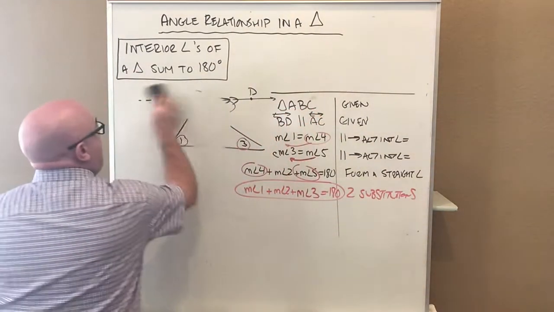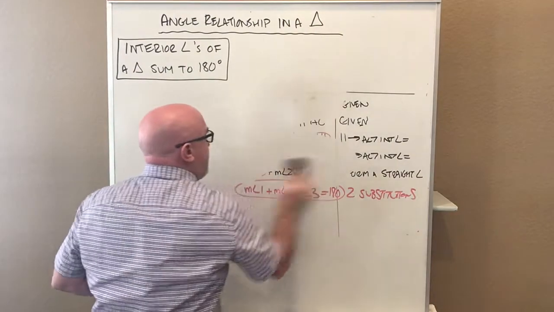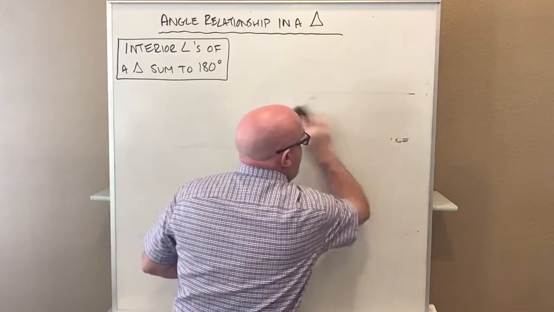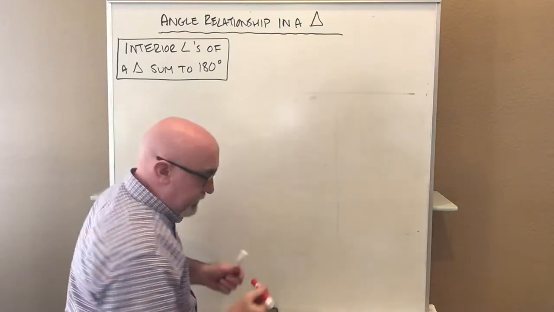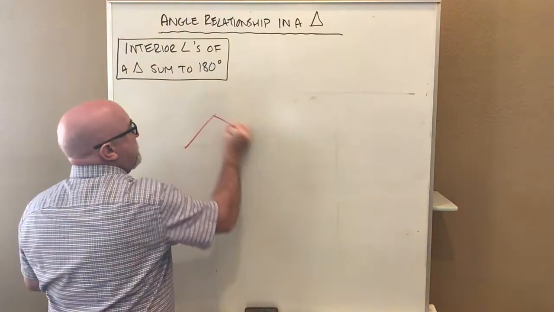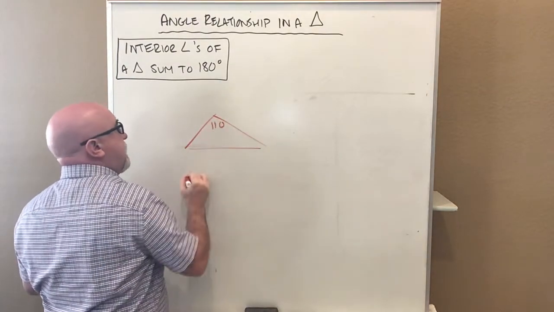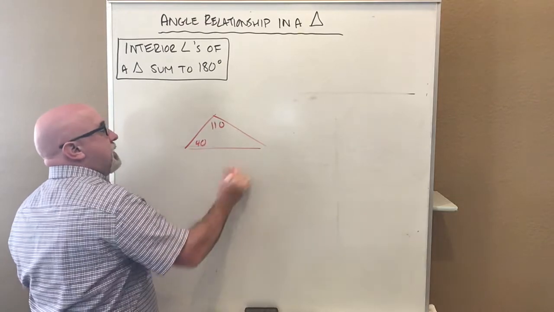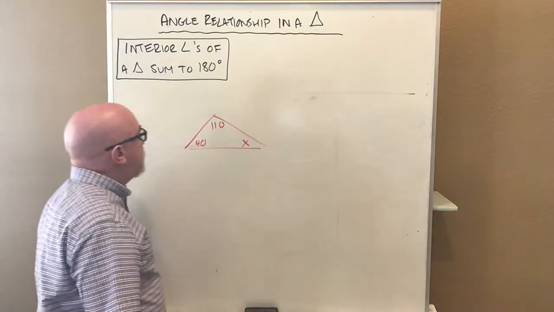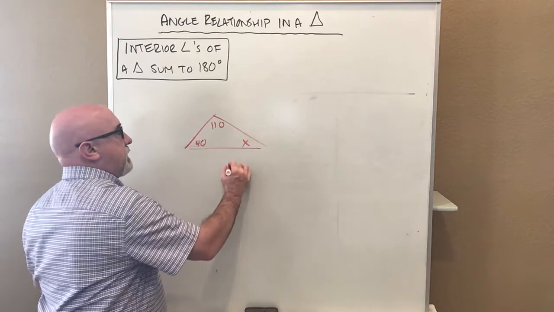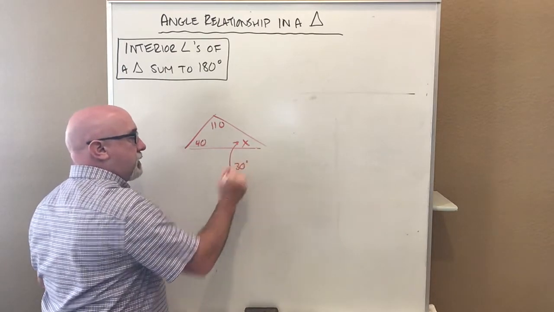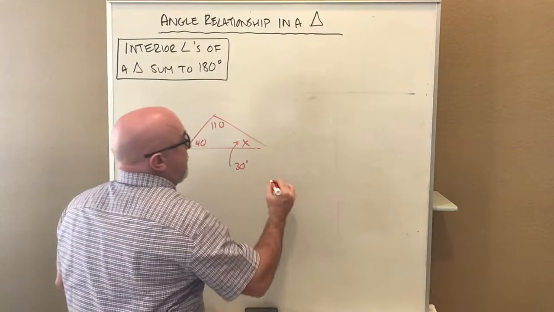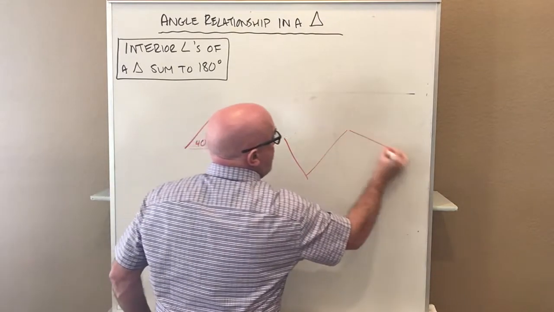Now, there are a lot of questions that come from this that you can work on, and they become fun little puzzles. You know, it could be as nice as this. This is 110, this is 40. So they'll say, how big is this angle? So 150, this makes this 30. Right? Something like that.